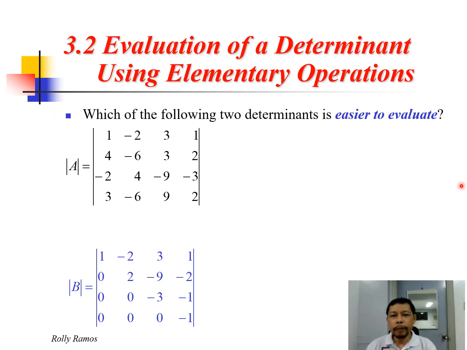Okay, so aside from the cofactor expansion, we could also evaluate the determinant of a matrix using elementary operations. When we say elementary operations, it could be elementary row operations or elementary column operations. In our previous lessons, we have discussed the three elementary row operations. Okay, so they are applicable in this method.